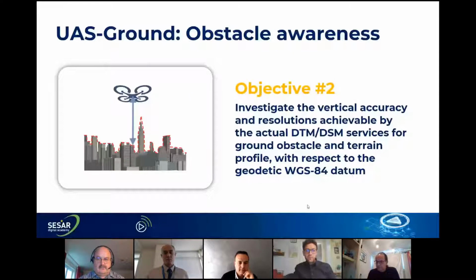In the second objective, we investigated the vertical accuracy and resolution that are achievable by the actual DTM and DSM services with respect to the geodetic WGS84 datum. We analyzed which available DTM and DSM models could be used during the strategic and also the tactical phases of the flight in order to have situational awareness of what is surrounding drones. But also we analyzed the transformation error introduced by the DTM and DSM services with respect to the WGS84 datum.